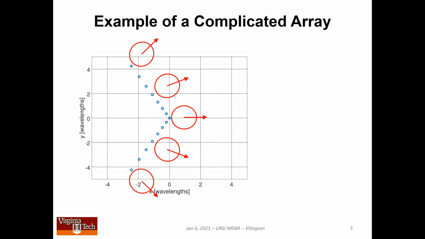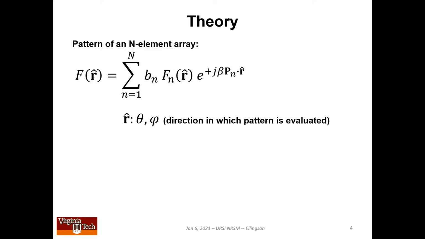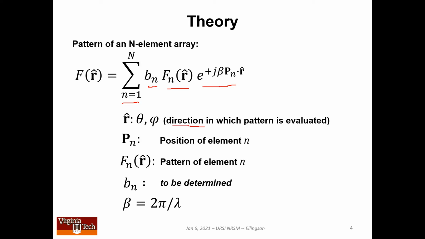The aim of this presentation is to show a simple method for pattern synthesis that can be used for such an array. We begin with a mathematical problem statement. The pattern of an n-element array, that is, an array having n elements, can be expressed as the sum over those elements of the excitations, identified here as b sub n, times the element patterns, expressed here as f sub n, whose argument r hat is the direction in which the pattern is evaluated, times a geometry-induced phase indicated by this factor. Here p sub n is the position of the nth element, and beta is the phase propagation constant, that is 2 pi divided by wavelength.